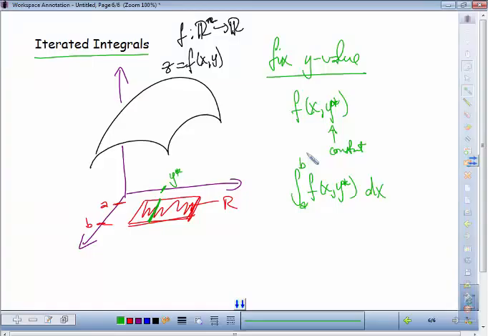What are we going to get when we integrate that? We're going to get an area under the curve, right? So what curve are we looking at? Well, first of all, the curve that we're looking at is some curve up here.